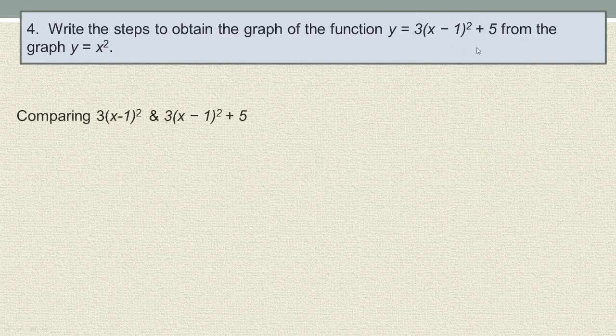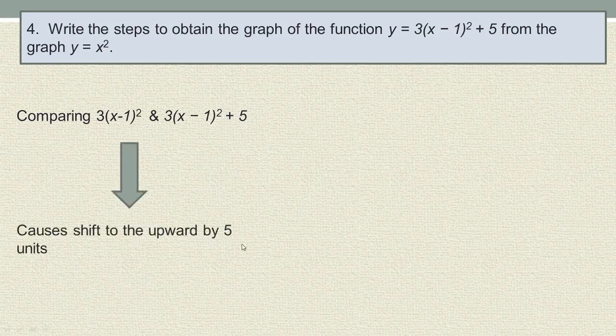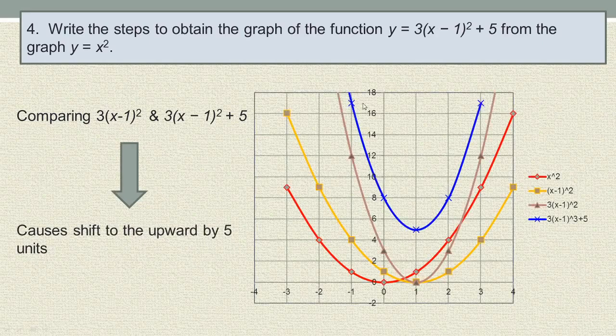Next, we finished 3x minus 1 the whole square, and one more term we are having is plus 5. Now you compare this function and this function, and here this plus 5 is outside the function. So this implies it causes a shift upward by 5 units. So now you need to compare this brown figure and this blue figure. It causes the shift upward by 5 units.